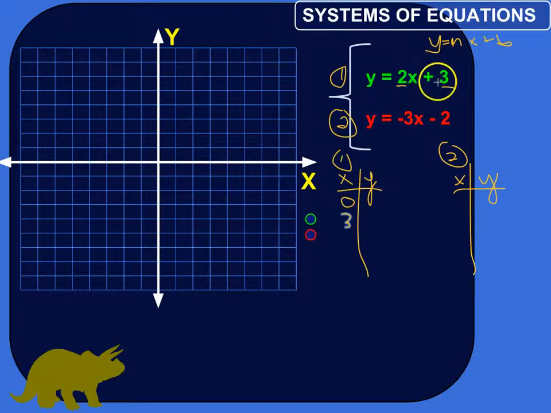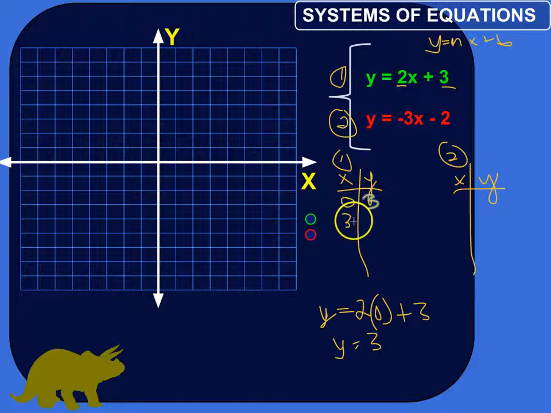So let's find out what we get for y. I'll just write out the first one, and then I might just say the second one. So y equals 2x plus 3. Well, I'm putting in a 0 for x and seeing what happens. 2 times 0 is 0, plus 3 is 3. So y equals 3. So when x is 0, y is 3.